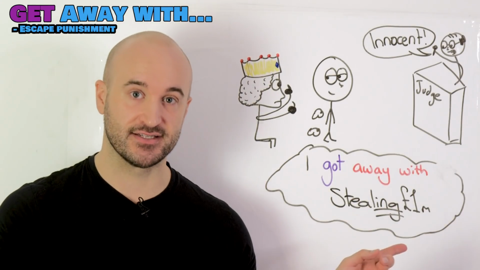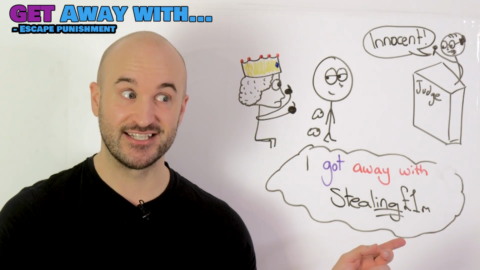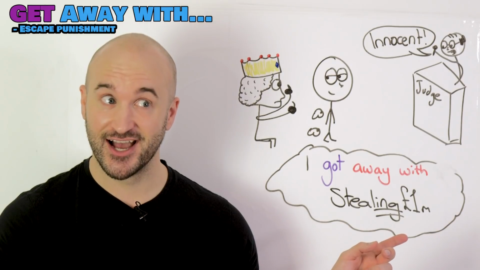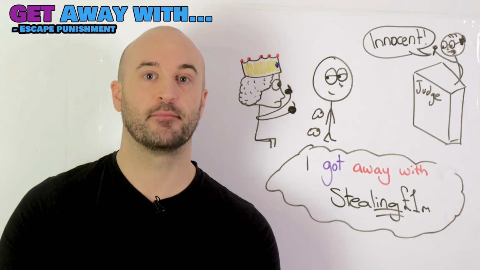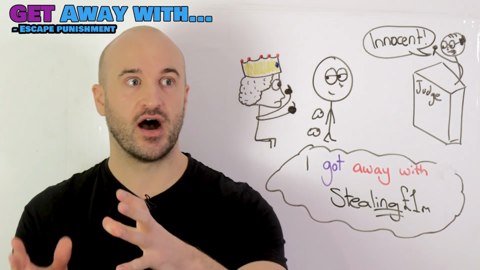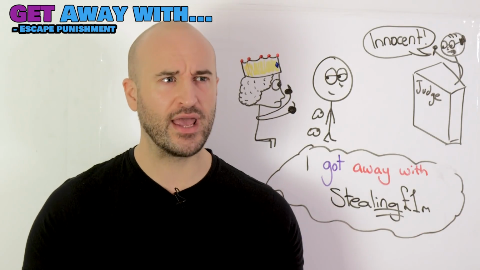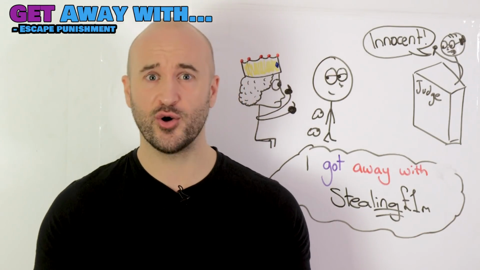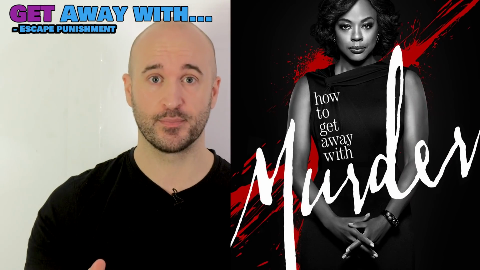So it looks like this. I got away with stealing £1 million from the Queen. Oh my God. But usually with crime, you would say the name of the crime. So I got away with theft. I got away with embezzlement. I got away with type of crime.